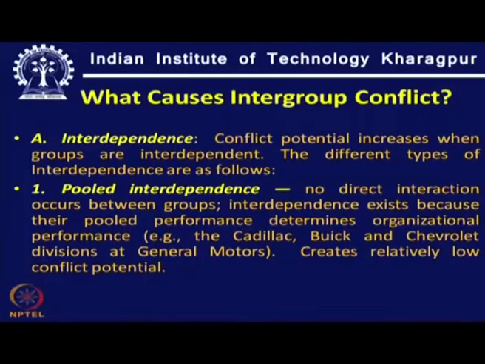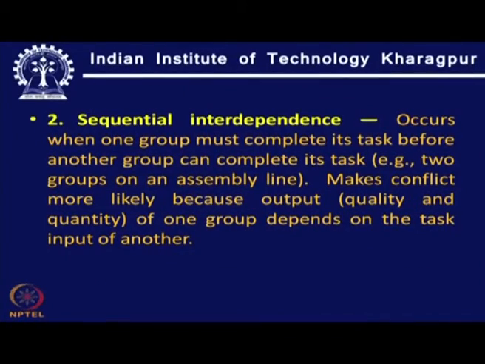In this type of interdependence, because we are together and we are contributing to the greater purpose of the organization, sometimes there are chances of conflict, but the chances are relatively low as compared to other types of factors which lead to intergroup conflict. Second type of interdependence is called sequential interdependence.